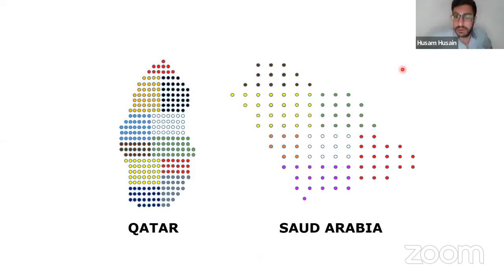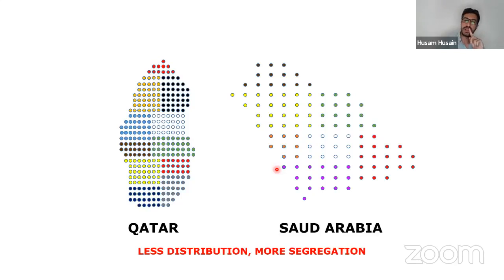Speaking of segregation, let's redistribute this diversity in another way. Again, probably here we have the same number of green dots as in the previous one. We have the same number of black or blue or yellow dots, but now they are combined together in Qatar and in Saudi Arabia. Yeah. So now, which is more diverse? Here, some characteristics have changed. We can say that less distribution of the diverse community equals more segregation.